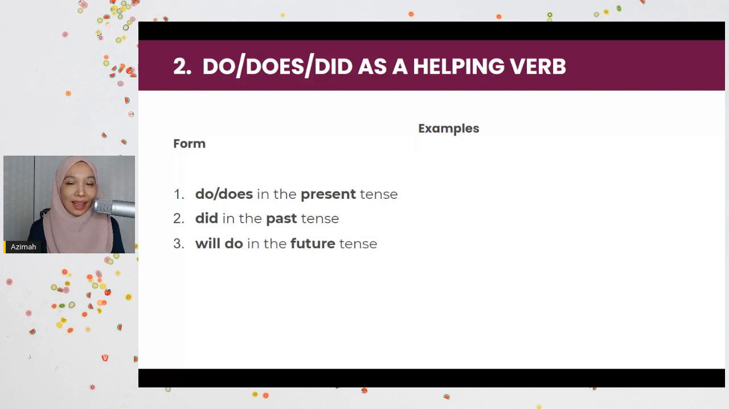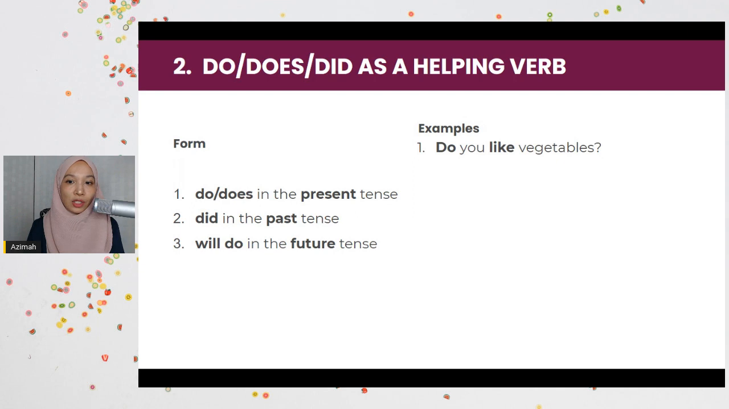Now, I'm going to focus on this one. Do, does, and did as a helping verb. So I'm going to break this down to you, so pay attention. Do and does are used in the present tense. So it's happening now. Did in the past tense and will do in the future tense. Okay, I'm going to give you some examples. All right, as a helping verb. Remember, as a helping verb, it is helping another verb. It's helping the main verb, right? So that means there's two verbs basically in a sentence.